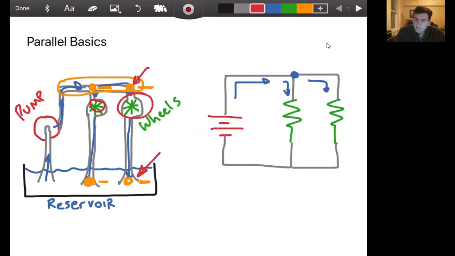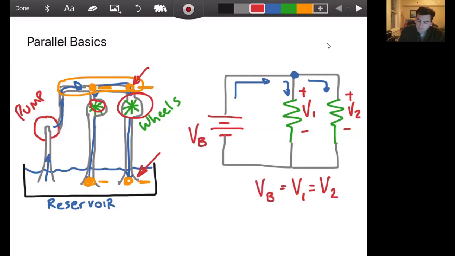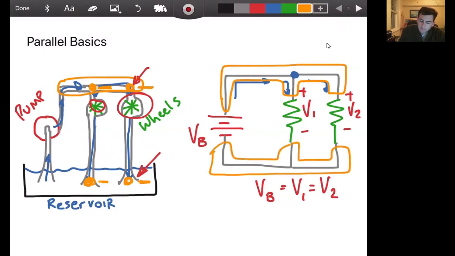In an electrical sense, what that's referring to is the fact that our voltage drop across each of these resistors, V1 and V2, are going to be the same. And not only that, but in this drawing we have here, it's also the same as the battery voltage. That's because, and we'll talk in more detail about this later, all of these resistors and the battery share a common node at the top and a common node at the bottom.